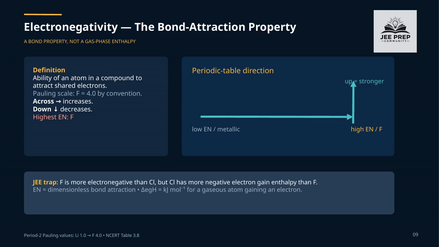Question 6. Among K+, Ca2+, Sc3+, Cl- and S2-, arrange the isoelectronic species in decreasing radius. Every species has 18 electrons. Compare nuclear charge. Sulfur has 16, chlorine 17, potassium 19, calcium 20 and scandium 21. Thus the radius order is S2- > Cl- > K+ > Ca2+ > Sc3+.